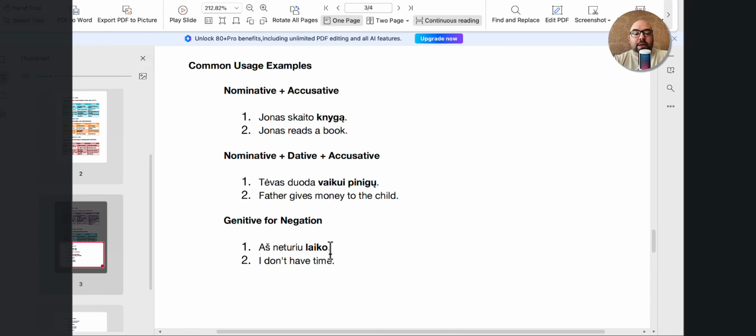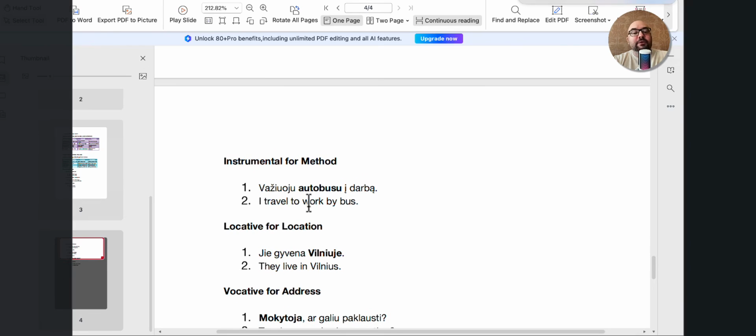For example, we often use genitive for negation. We say, aš neturiu laiko. That means I don't have time. I don't have of what? I don't have of time, right? We use that one. Instrumental for method. Aš važiuoju autobusu į darbą. I travel to work by bus.